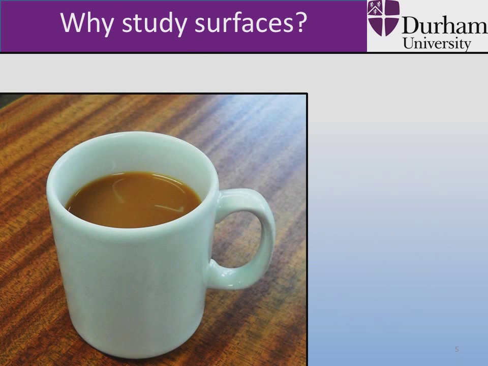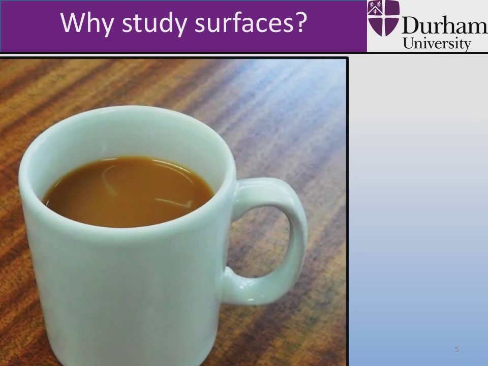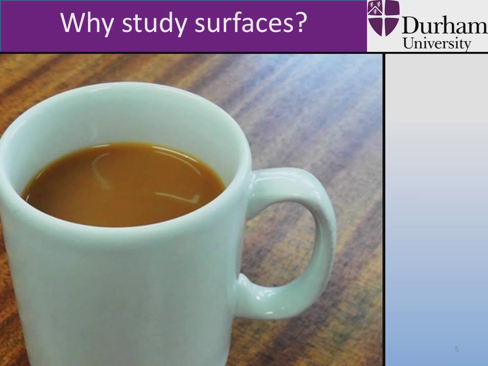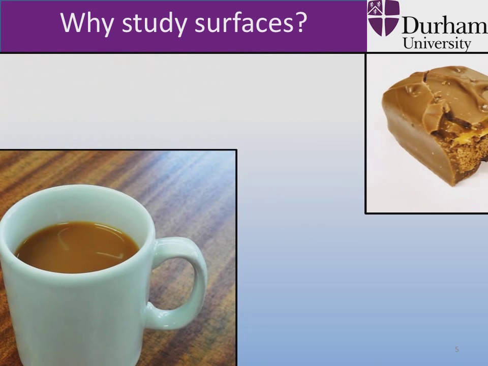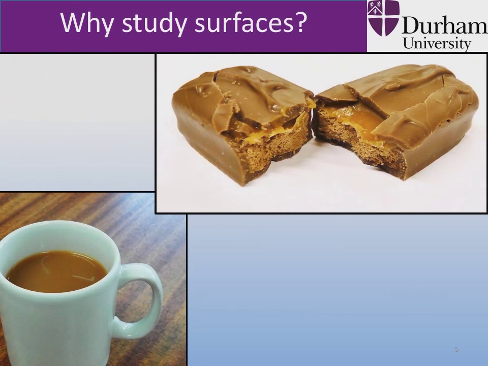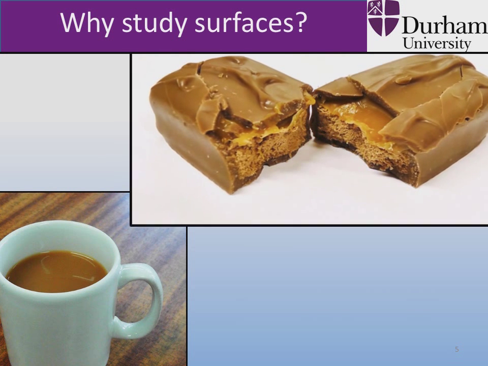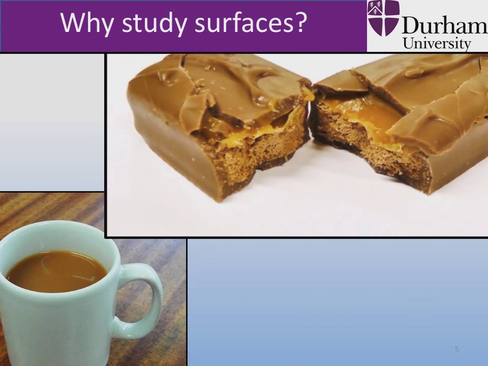For example, in a cup of tea, one surface is the bit of the tea which touches the air. Or in a chocolate bar, one surface is where the chocolate touches the air, and another is where the caramel touches the chocolate, as they are different materials.